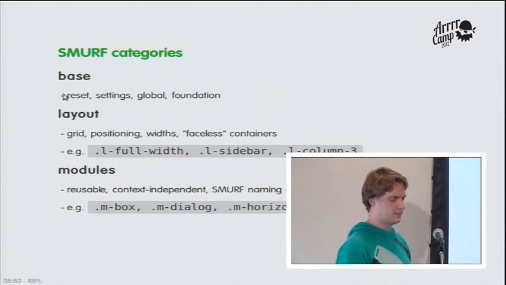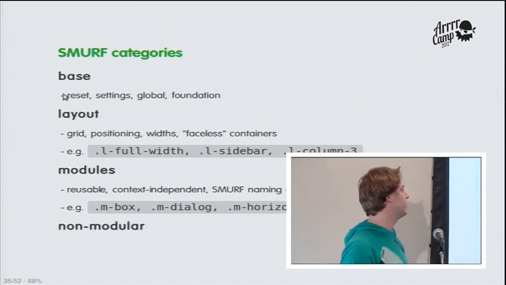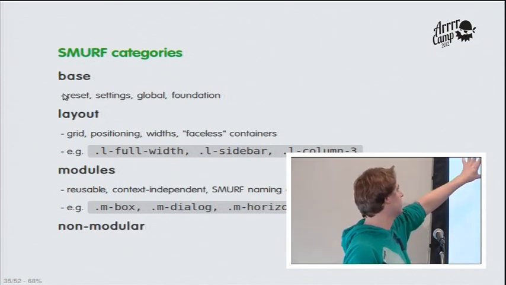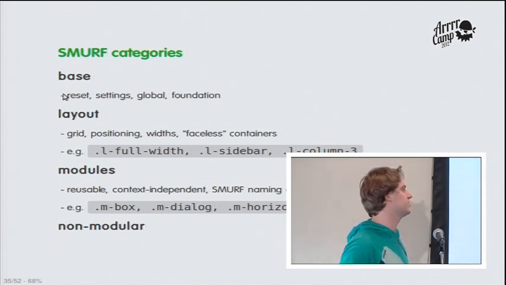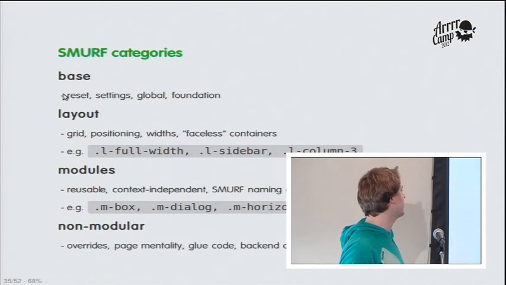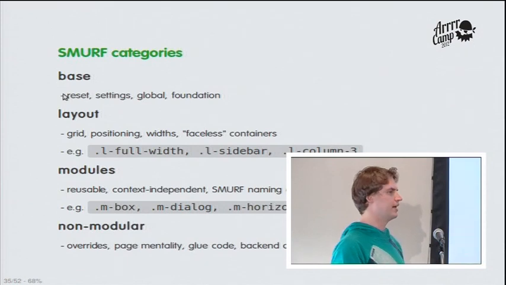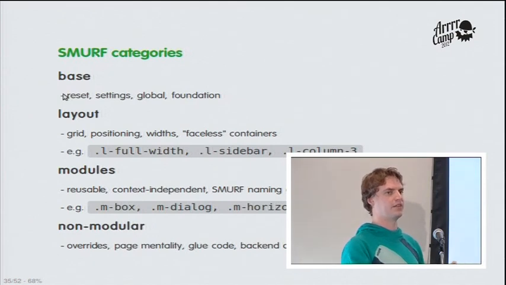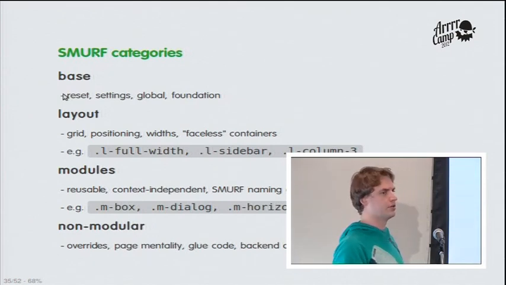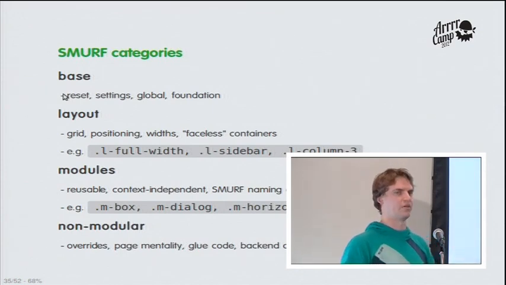And this could already be it, but it's also important to have another category for non-modular CSS, because it's really hard to write good CSS modules, and in some cases it's just not worth it. So we need this 4th category where we can override things where it needs to happen, or if we have to follow this page mentality and get one page really, really specific, then we could do that in the non-modular section. Or it can just be a sandbox for backend developers that don't want to learn this stuff.